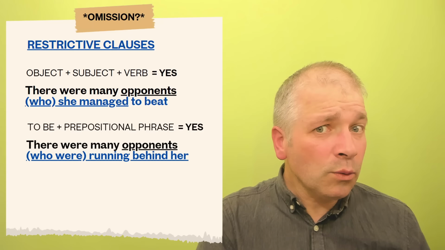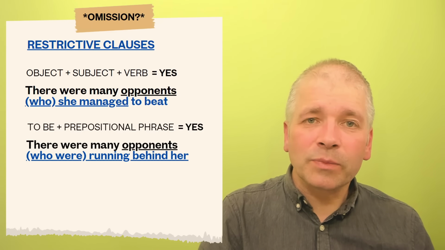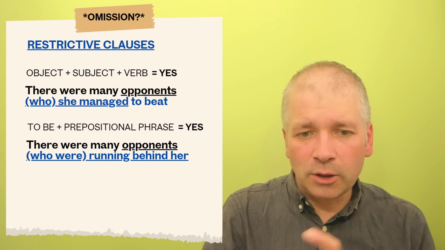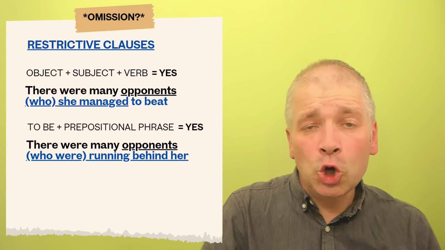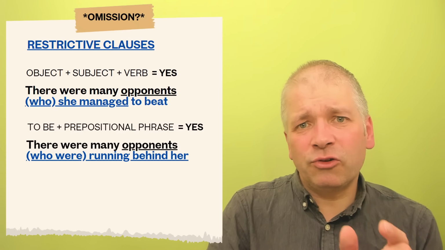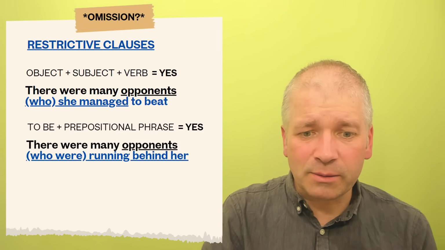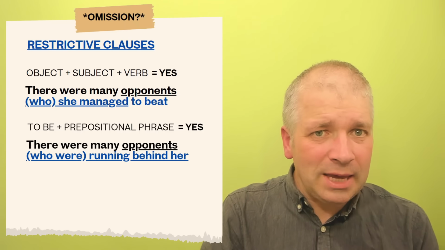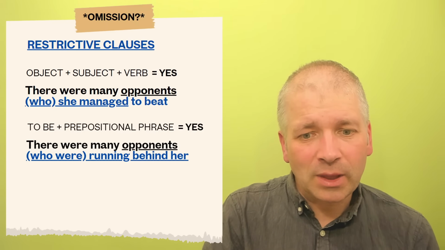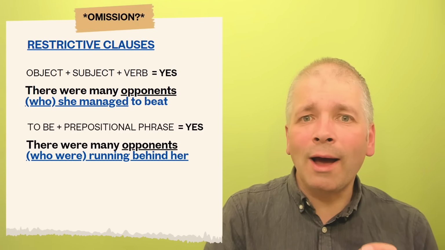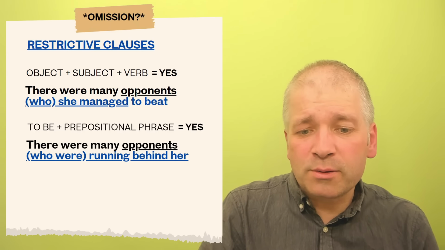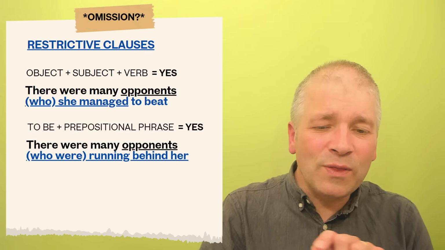In the next example, we could also leave out some of the words. When we have the verb to be in the relative clause with a prepositional phrase. Look at the example. There were many opponents who were running behind her. Now, behind is a preposition introducing her, a prepositional phrase. We have the verb to be after the relative pronoun. Who were. Were is the past of to be. In this instance, we can leave who were out. We could say there were many opponents who were running behind her, or we could also say there were many opponents running behind her without who were.